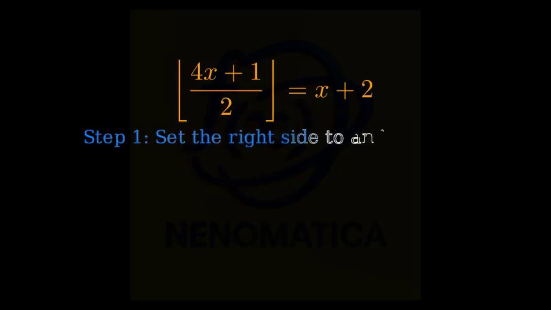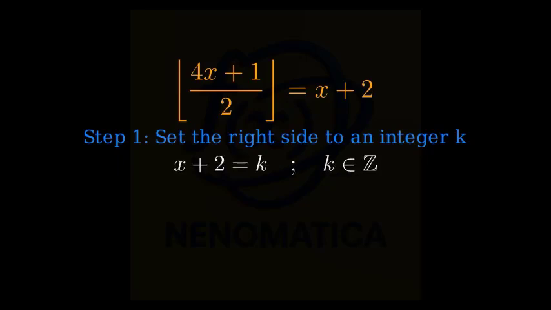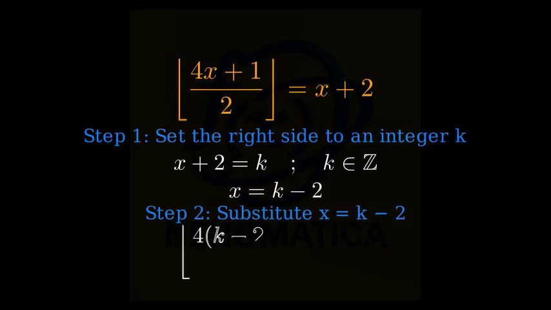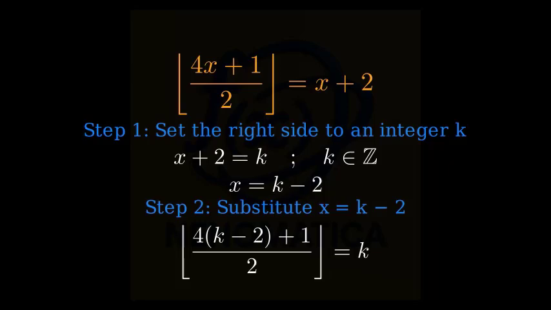Step 1. Because the left side is a floor, its value is always an integer. So we set the right side equal to an integer k. That is, x plus 2 equals k, where k is an integer. Solving for x, we get x equals k minus 2. Step 2. Now substitute x equals k minus 2 into the original equation. And since x plus 2 equals k, the right side becomes k. We get floor of (4 times (k minus 2) plus 1, all over 2) equals k.